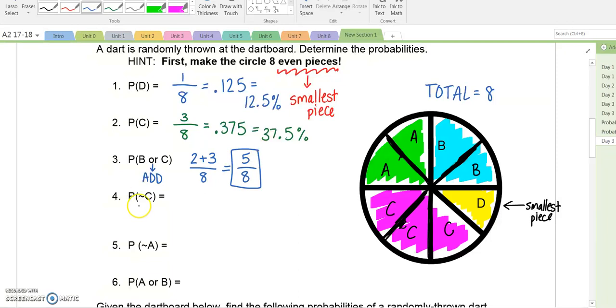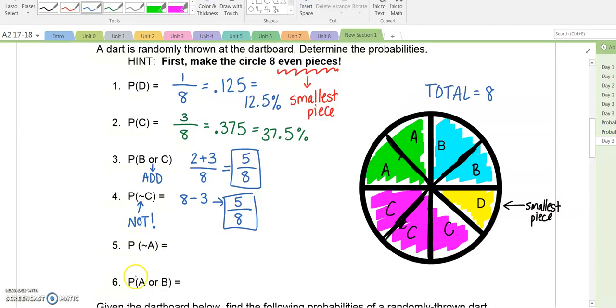Alright, this symbol right here, remember that means the probability of not C. So usually when it's not a certain one, I like to take my total and subtract that region out. So I would take my total 8 pieces and subtract how many there are of C, which would be 3. All right, so that would mean 8 minus 3, that would give me 5, so it would be 5 out of 8.